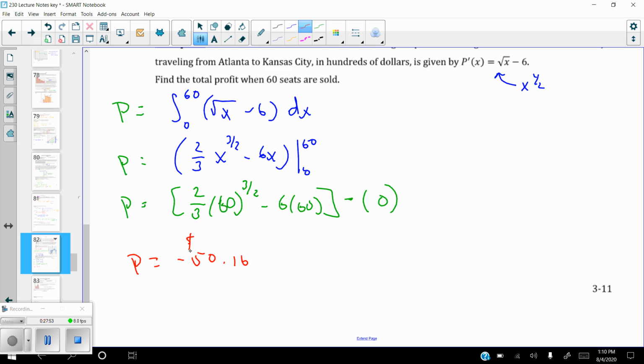But there you go. So that would be how you would find the total profit given a marginal. You just plug it into your integral, 0 to whatever you're trying to find, and you'll have it. All right, that should be plenty enough.